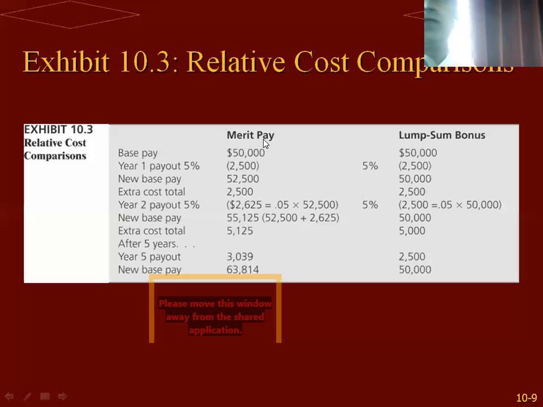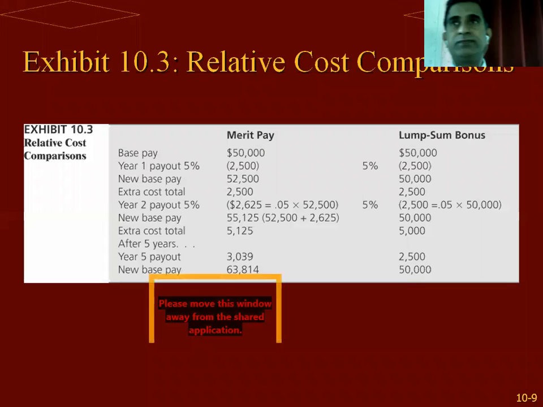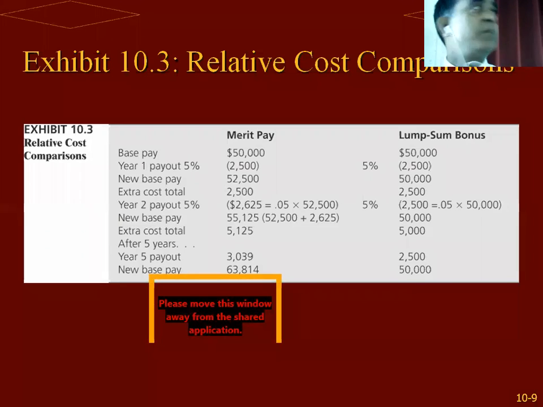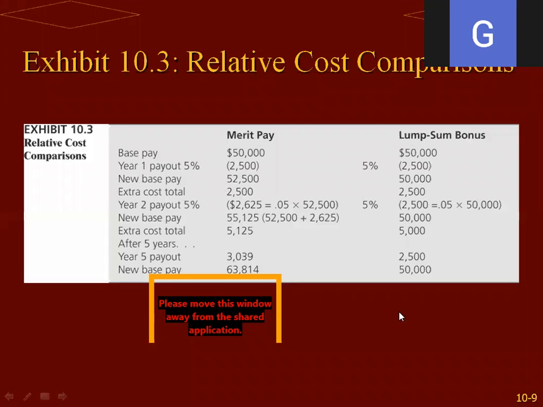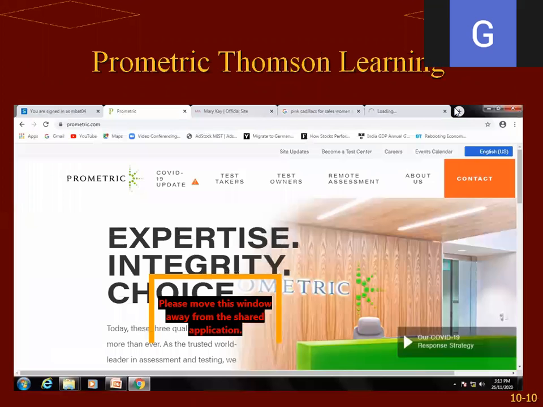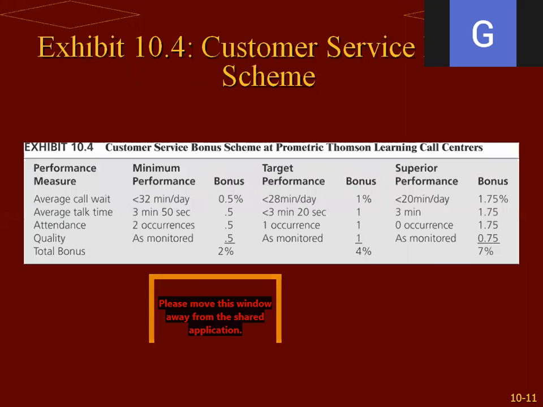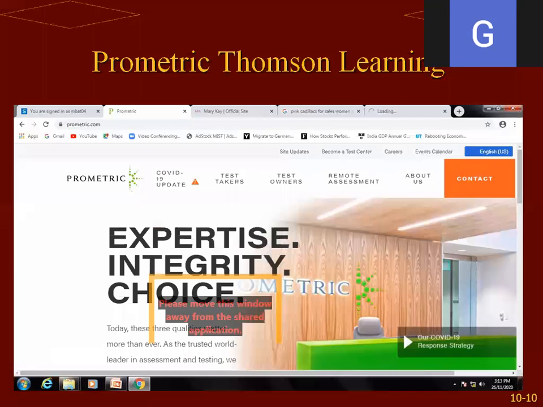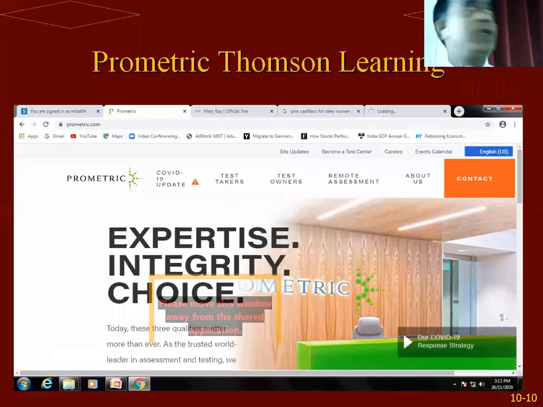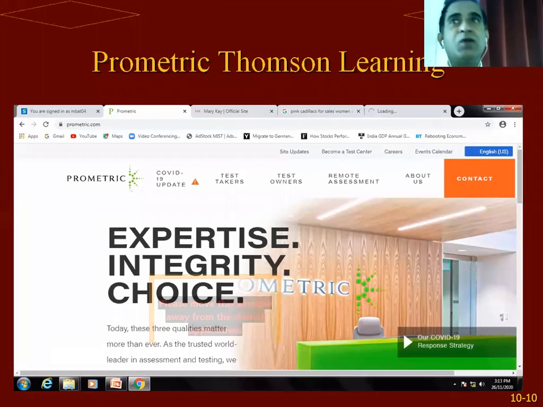Any doubts? This is a simple illustration. Okay, it will take some time. It is another example of this company, Prometric Thomson Learning.